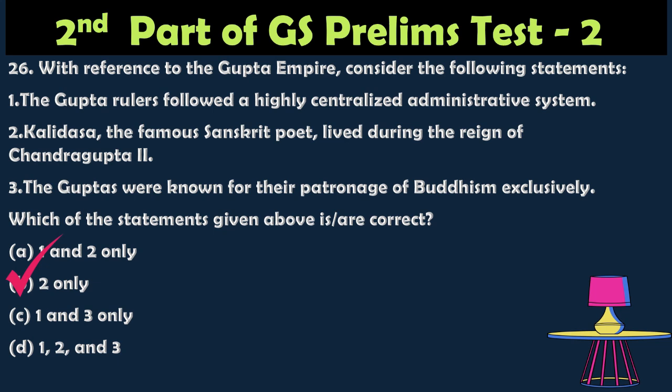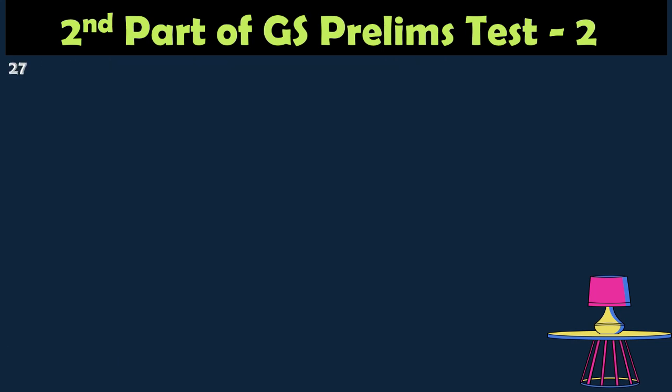And Kalidasa was a famous Sanskrit poet. That statement is right. The Guptas patronized Hinduism, Buddhism and Jainism, not just Buddhism. So statement 3 is wrong. So the correct answer is 2 only.